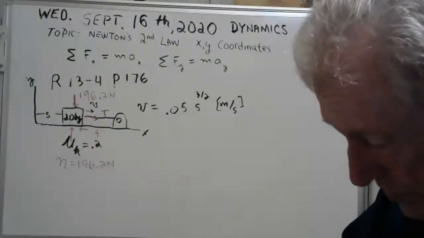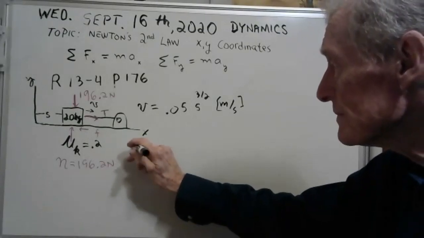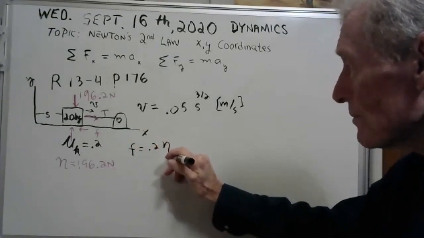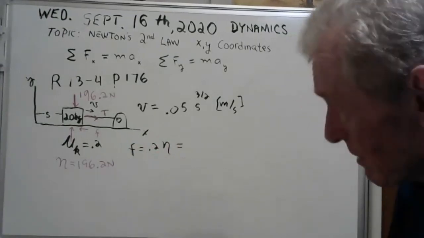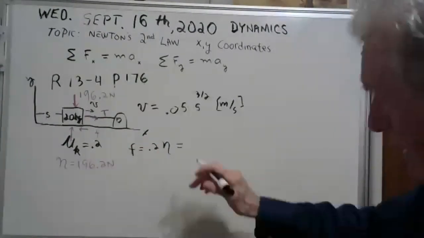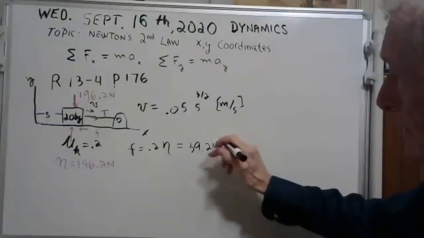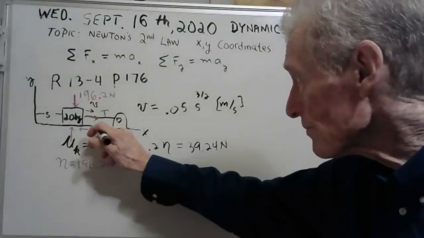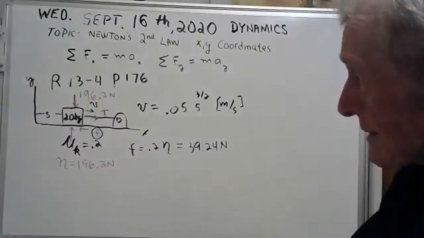See, the way friction works is friction is 0.2 times the normal. Well, we have the normal, so we can get the friction. Here goes. Take 196.2 times 0.2. I'm getting 39.24. So we know the friction. Let's circle it. We know these. We got the numbers. I think they want the tension.